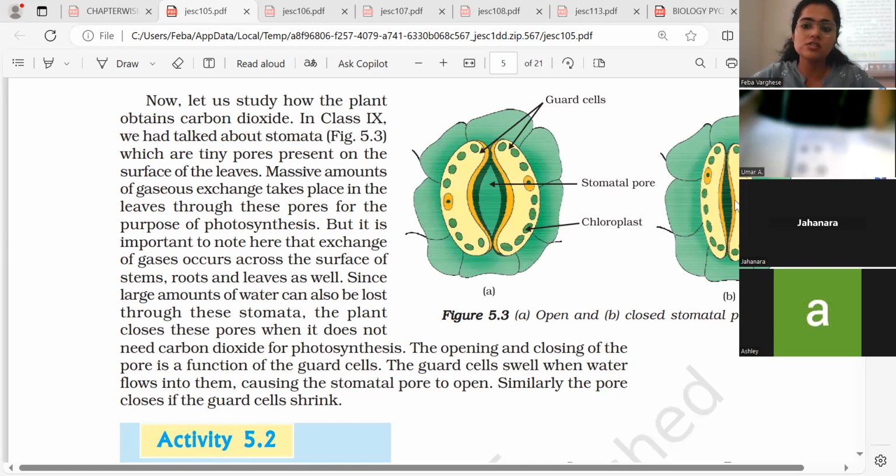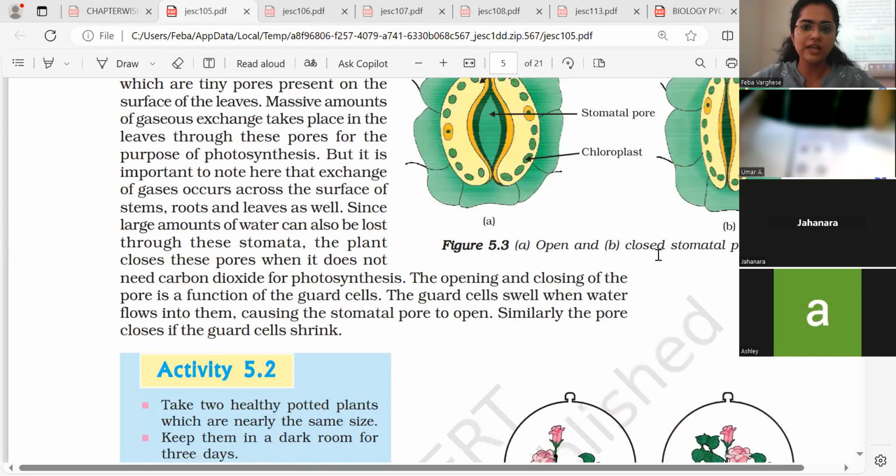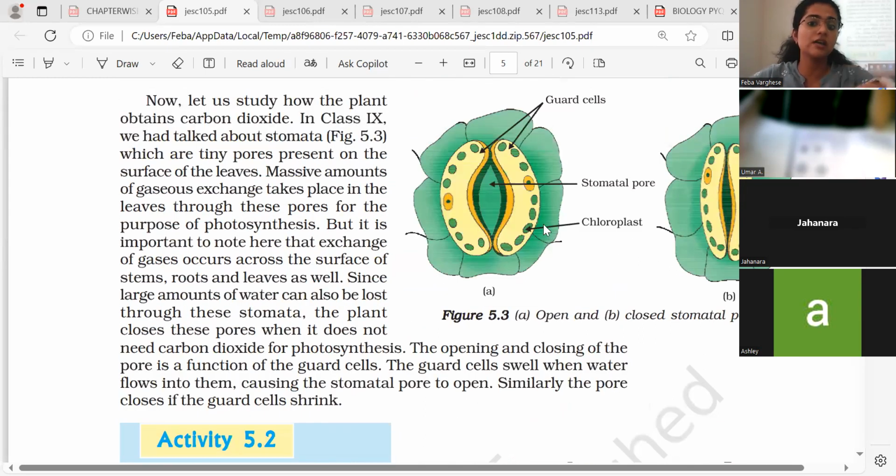And then what causes a closure of the stomata? Again, exosmosis happens, right? Exosmosis is the exit of water from the cells, and that causes the shrinkage of the guard cells, because of which the stomatal pore is closed. Okay, so both these diagrams, A and B, open and closed stomatal pore, that is important. You can go through. Okay, and in the guard cells, there is chloroplast. These markings are important.